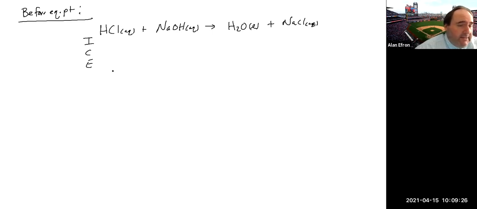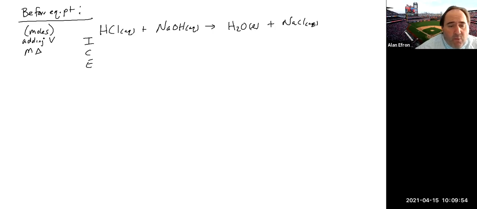When I do this, the ICE table should definitely be done in moles because we are adding volume, which means the molarity is changing, right? So just like we talked about with buffers, and it happens pretty much all the way through titrations, because you're constantly adding volume from the burette, you need to do these ICE tables in moles.